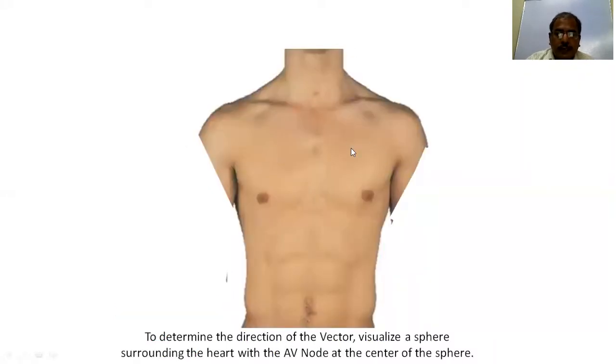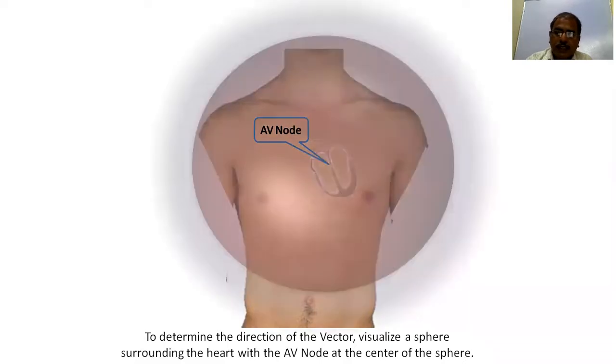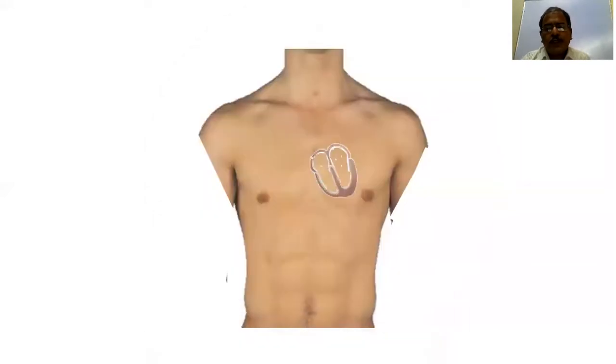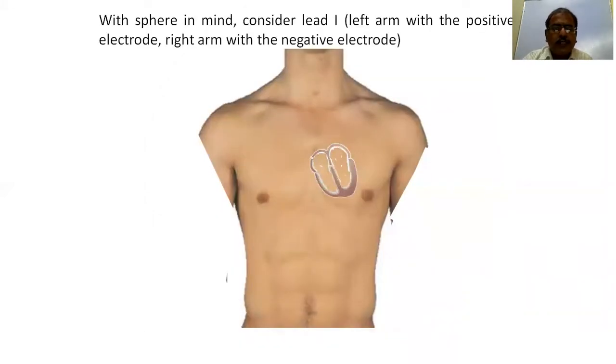Now let us assume this is a patient. To determine the direction of the vector, we have to visualize a sphere surrounding the heart. At the center of the heart, the AV node is at the center. When we visualize the sphere, the center of that sphere is the AV node, and that AV node is the center of our vector.